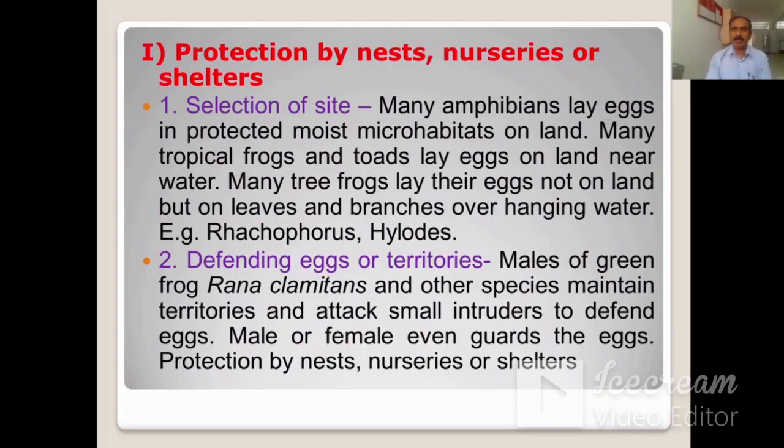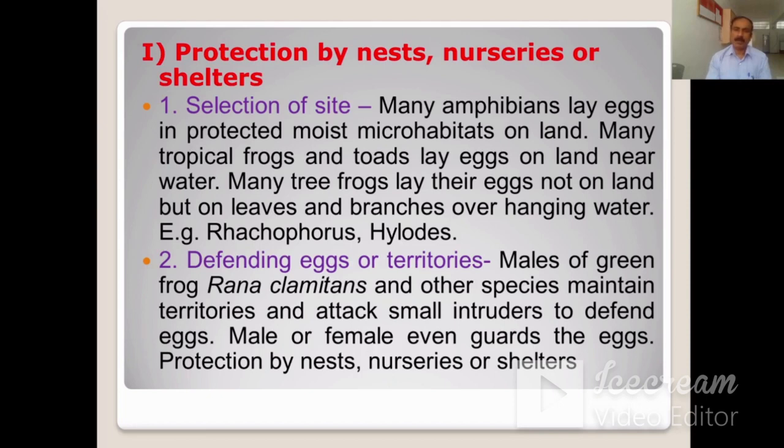Many amphibians lay eggs in protected moist microhabitats on the land. Many tropical frogs and toads lay eggs on land near water. Many tree frogs lay their eggs not on land but on leaves and branches overhanging water, for example, Rhacophorus and Hylodes.